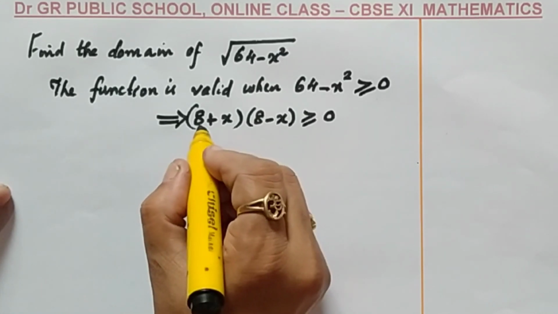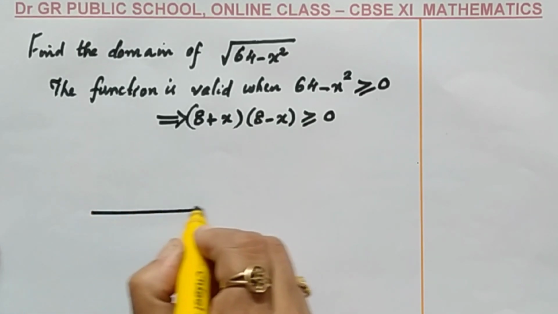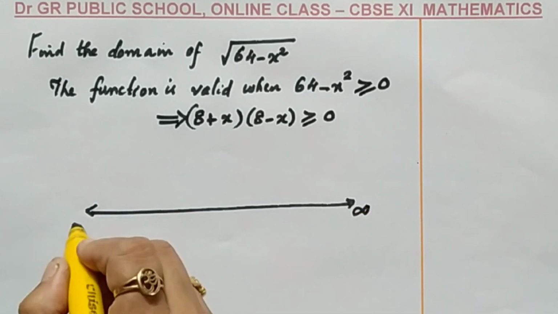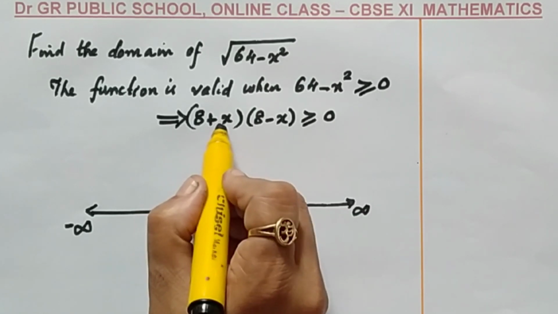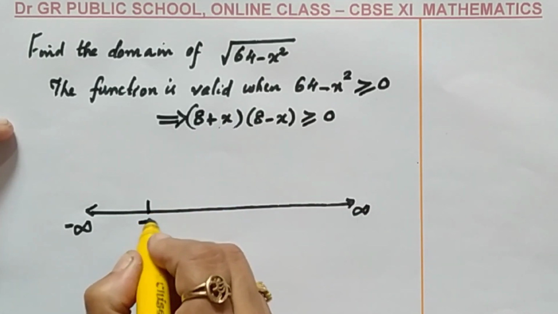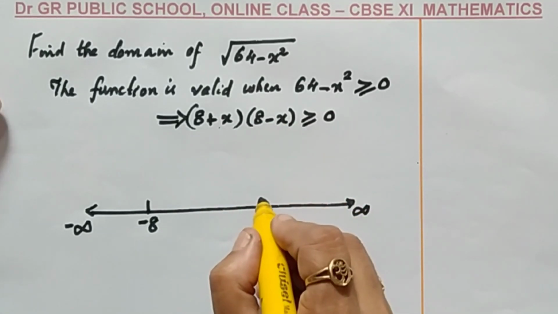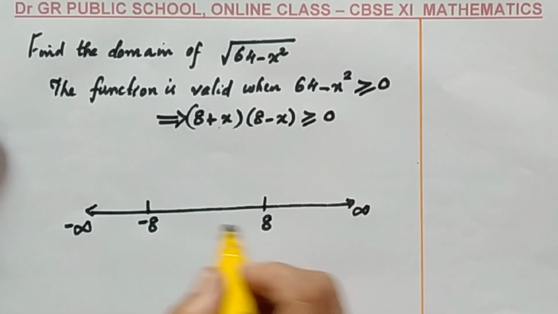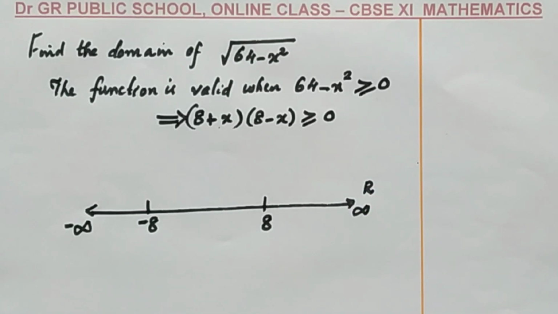From this, you need to identify which are the numbers which make the bracket 0. Draw a number line. Mark the right side as plus infinity and minus infinity. Then, which value will make the first bracket 0? When putting minus 8, so that value you need to write here. And when putting plus 8, the second bracket will be 0. These are the two critical points which make the function 0. Mark them on the number line. Thus, the whole number line gets divided into 3 subintervals.